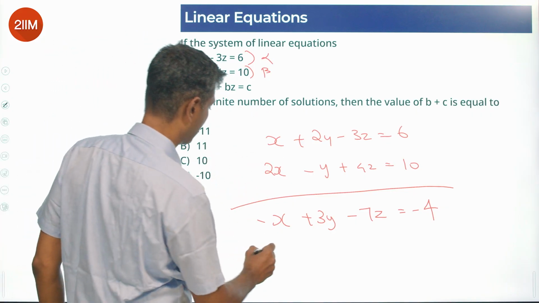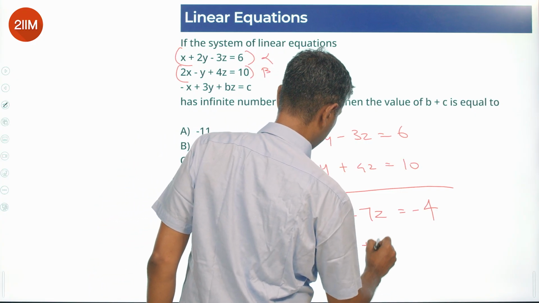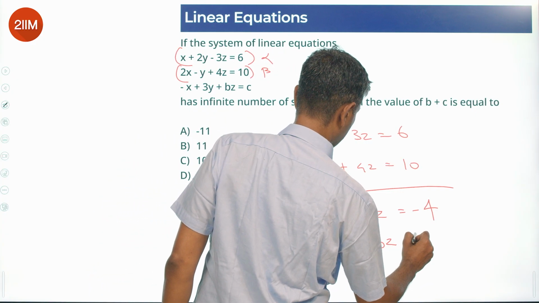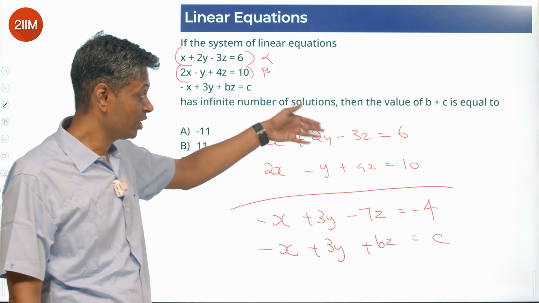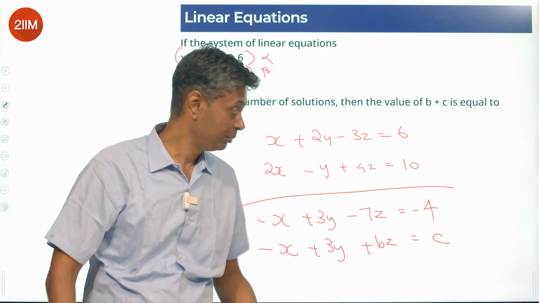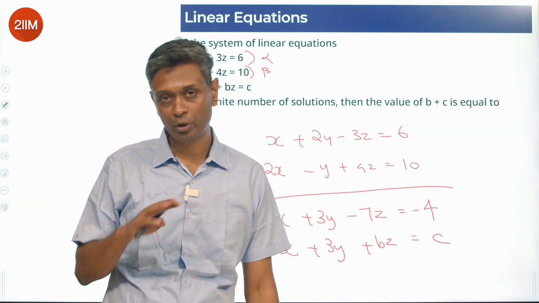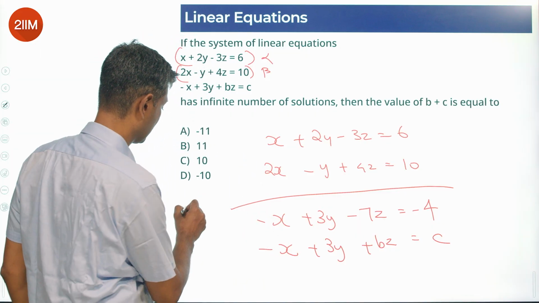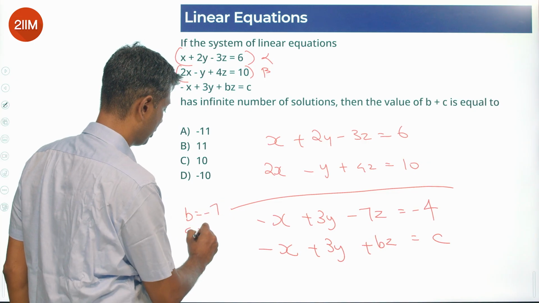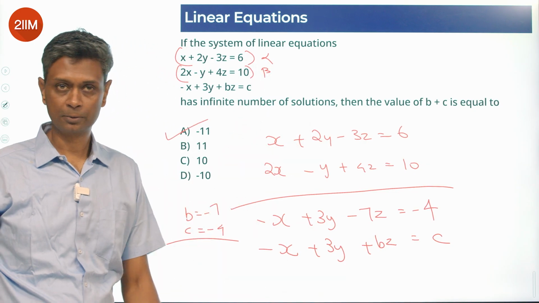If this happens to be minus x plus 3y plus bz equal to c, then these two equations have been manipulated to give me the third, in which case there will be an infinite number of solutions. Any value of x I put, I can get corresponding y and z, which means b should be minus 7, c should be minus 4, b plus c is minus 11. That's what we're looking at.